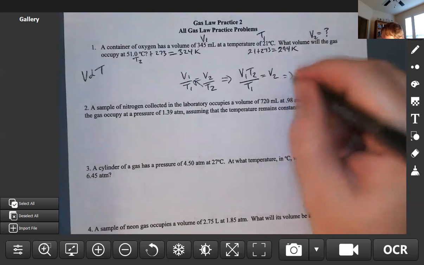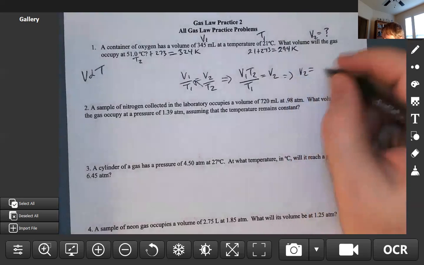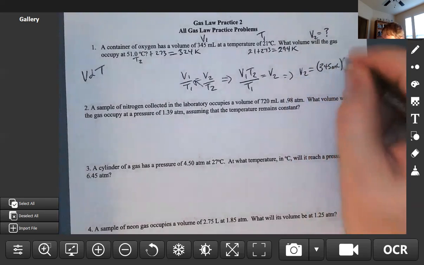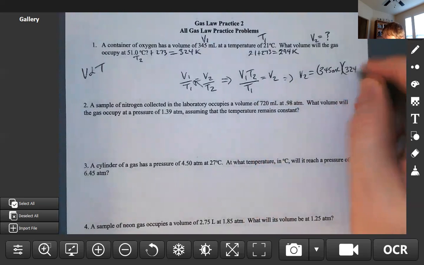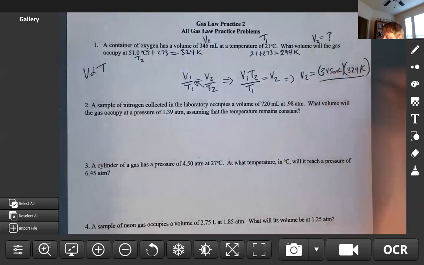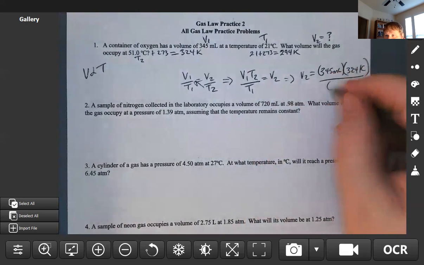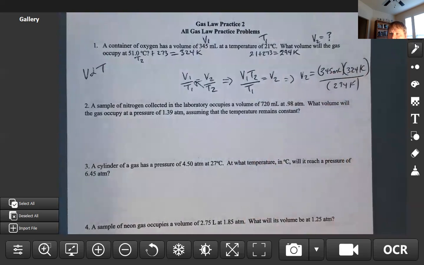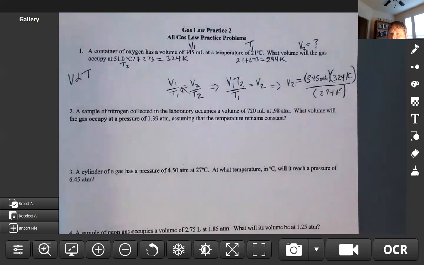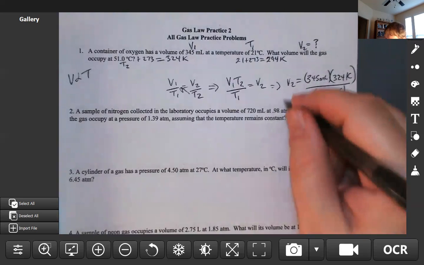So let's do that. V2 will be, where's my V1? There it is. 345 milliliters. T2 is 324 Kelvin. And T1 is 294 Kelvin. Simplify that.